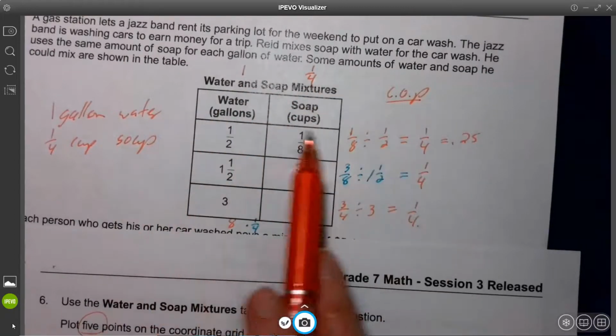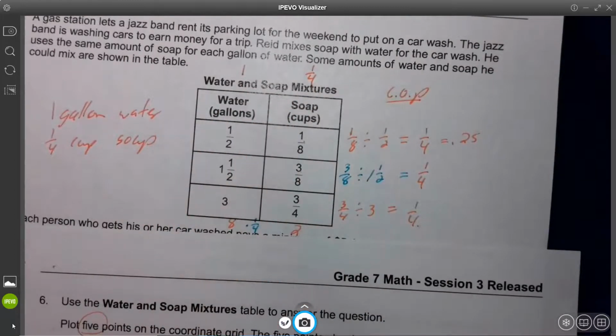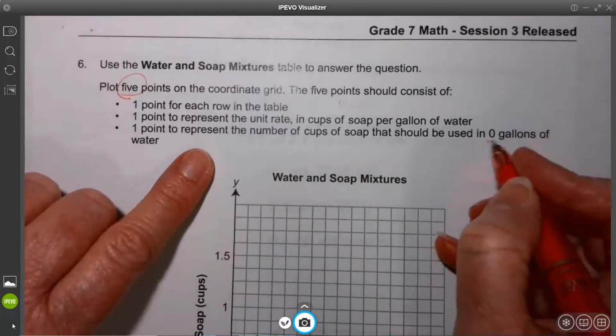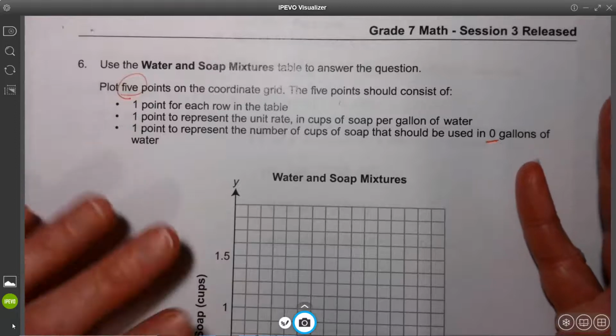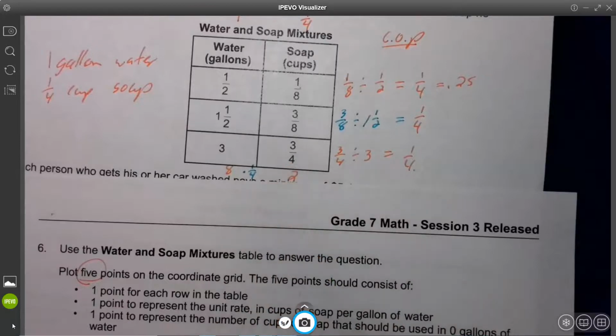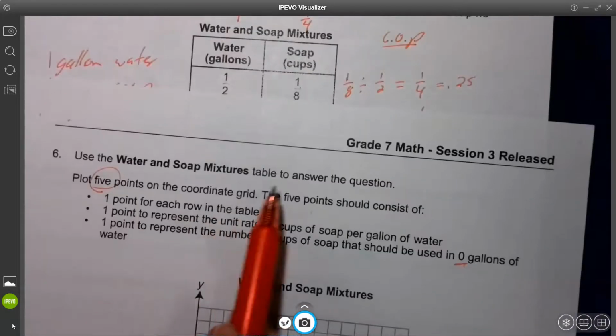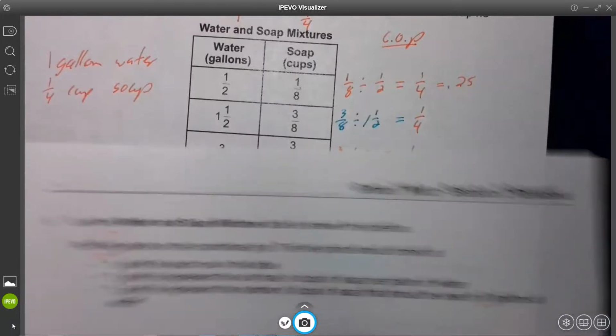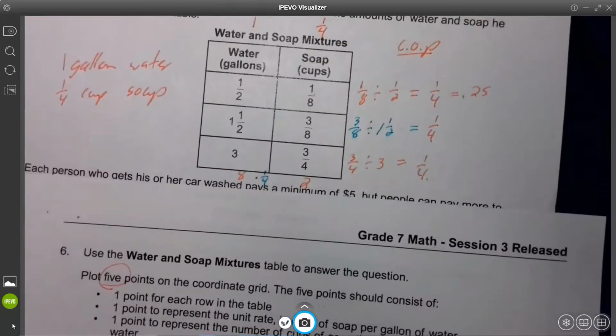That's the reason if you do this stuff ahead of time, you're going to use it usually someplace. And 1 point to represent the number of cups that should be used in 0 gallons. That's what we haven't done yet. I think you can figure that out. If I have 0 gallons, how many cups of soap do I need? No brainer there, 0. Because it's showing that it's proportional, it has to go through 0. So that's one of the reasons. Pause it right now.